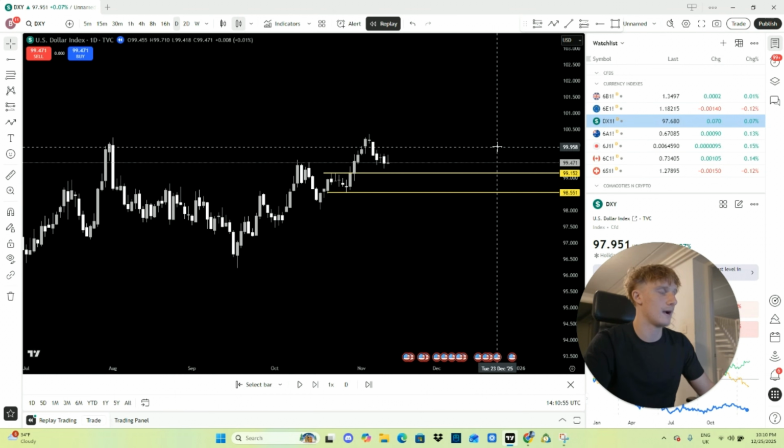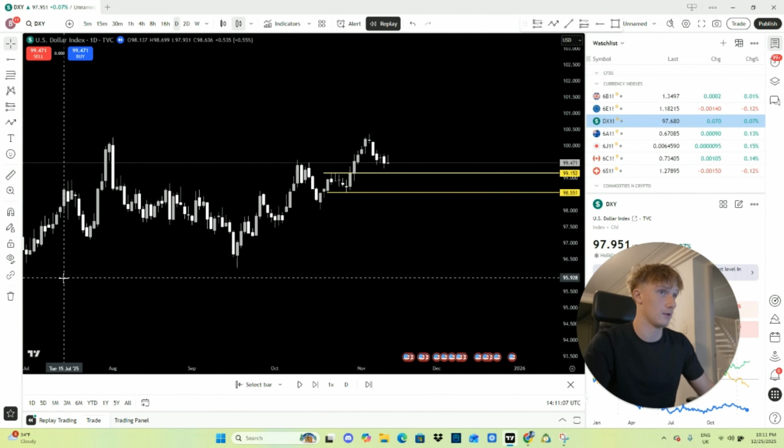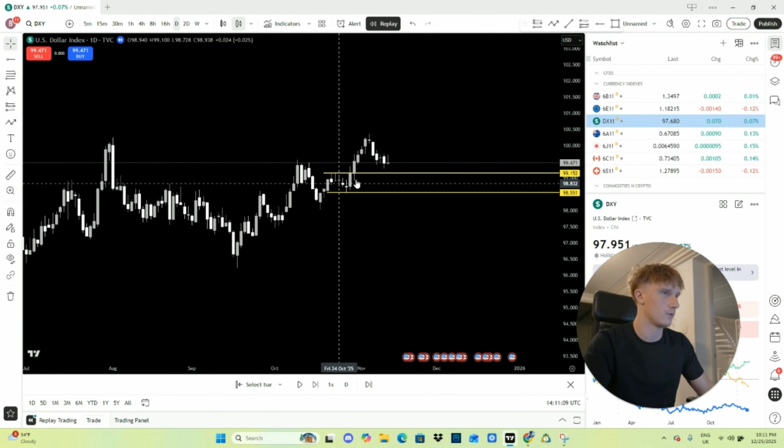I guess an imbalance between the dollar and the euro. The dollar, we can clearly see, the overall trend is bullish, and it looks like we're about to tap into this demand zone, so price is going to move higher.